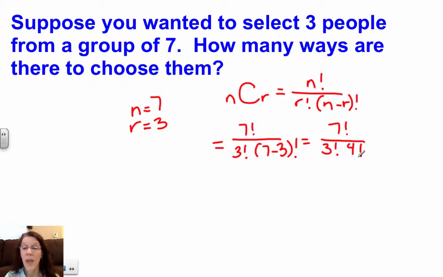Now, we have to make sure that we write out 3 factorial and 4 factorial before we multiply. 3 factorial times 4 factorial is not the same thing as 12 factorial. I would encourage you to write those out.